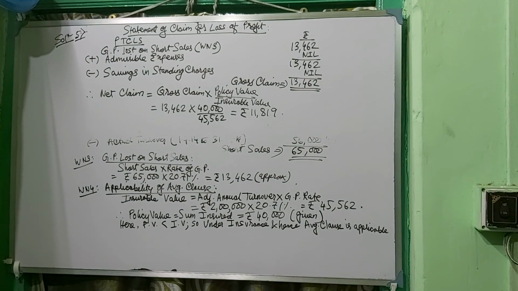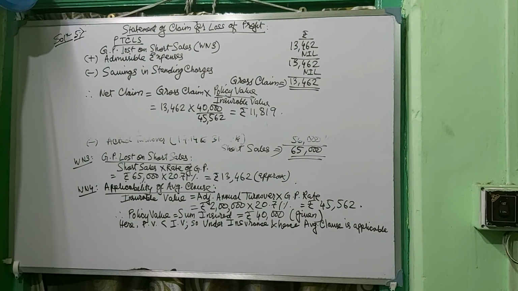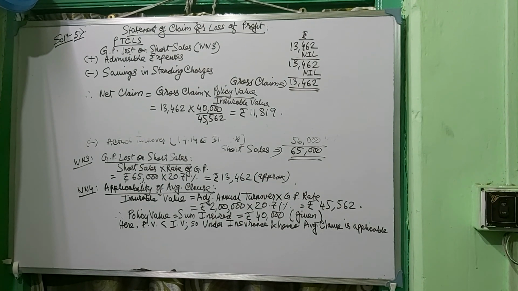So this is one type of sum in loss of profit. I hope you go through this sum and you will understand this type of sum. I will be doing another sum in my next class, and that will be the end of the chapter of insurance claim.